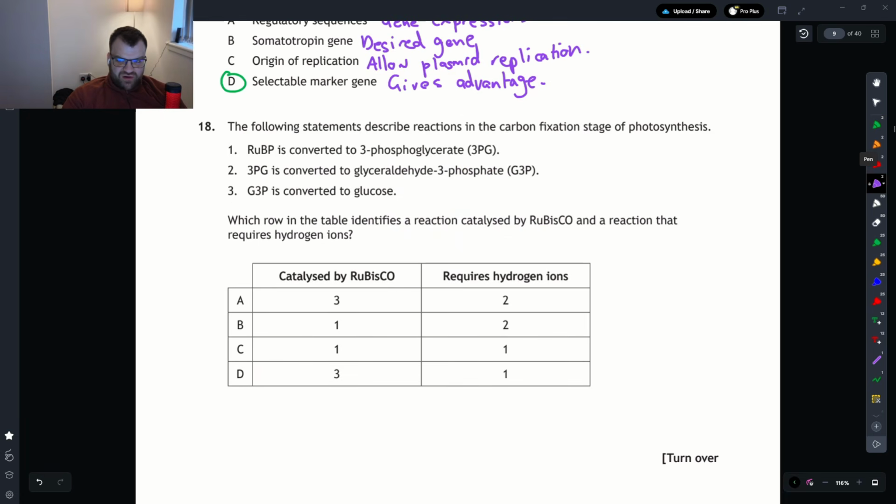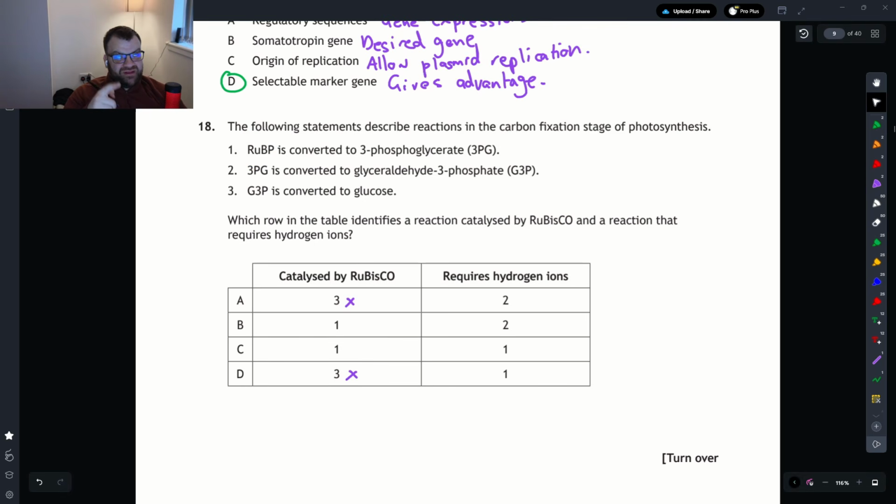Next one, they're looking at details of the carbon fixation stage in photosynthesis. Job 1 is find something catalyzed by rubisco. Well, that's involving RuBP. The naming here is quite helpful because that's the ones that go together. That's going to make number 1 catalyzed by that enzyme. So not either of those ones. Requires hydrogen ions. For this first statement, the rubisco helps catalyze the RuBP joining on to carbon dioxide. There's not hydrogen getting added at that point.